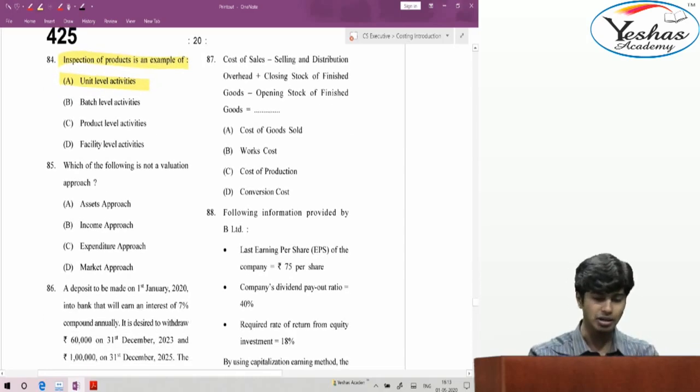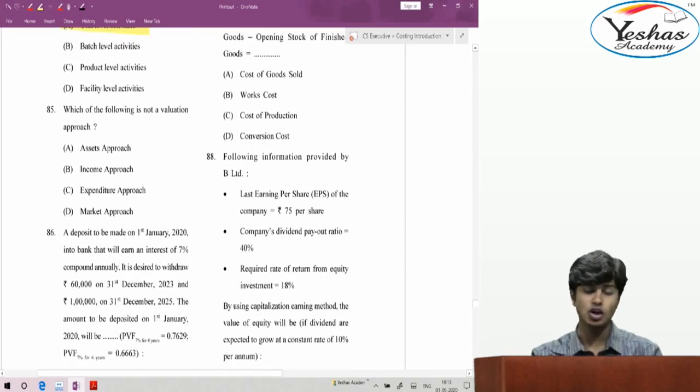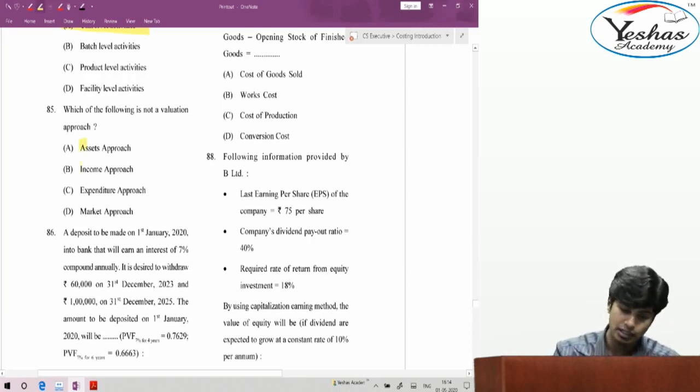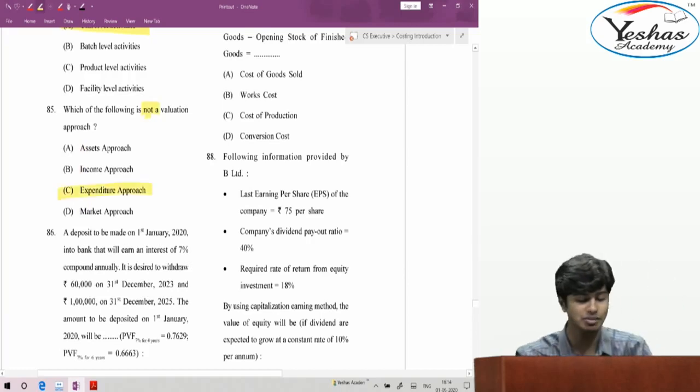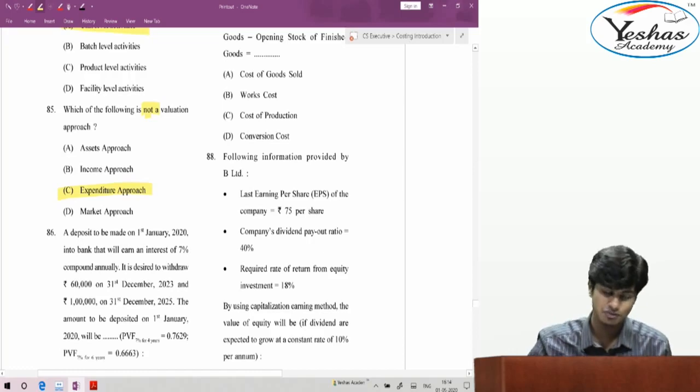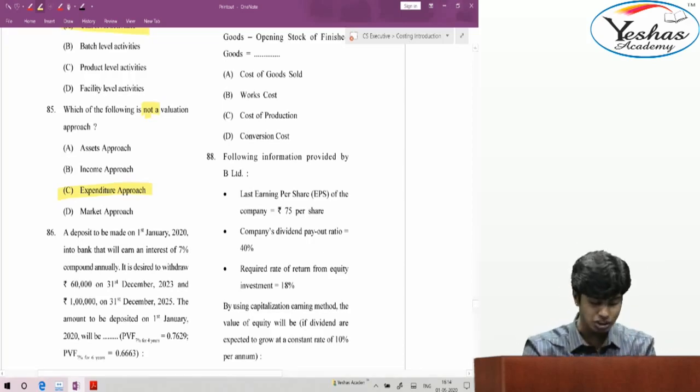Let us go to question number 85. Which of the following is not a valuation approach? We remembered that there are three valuation approaches: asset based valuation, income based valuation, and market based valuation. So asset, income, and market are there. What is not, is the question. Expenditure approach is something that we've never heard of. Yep. Come on.